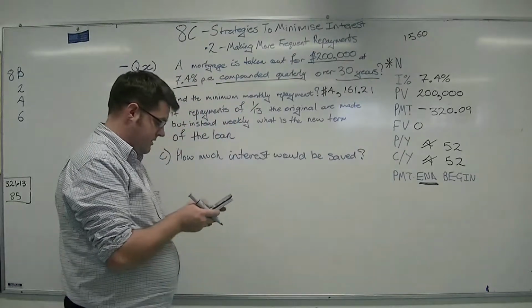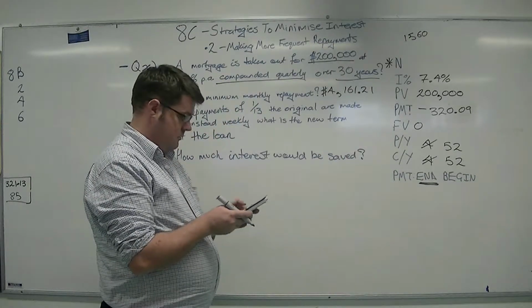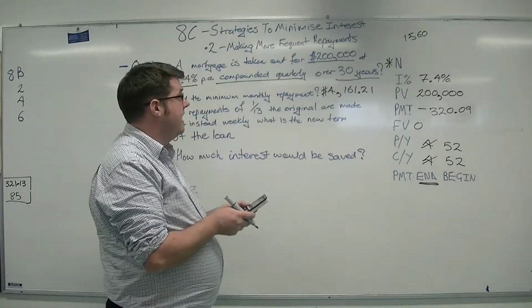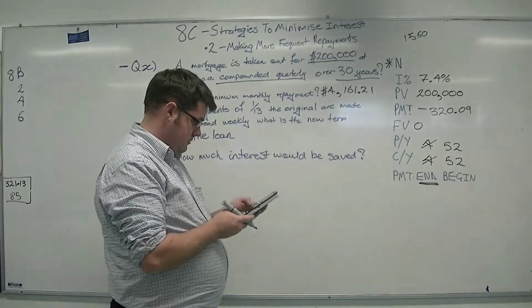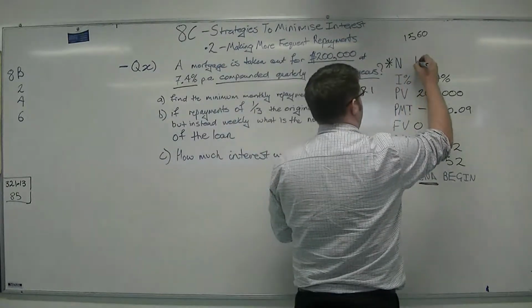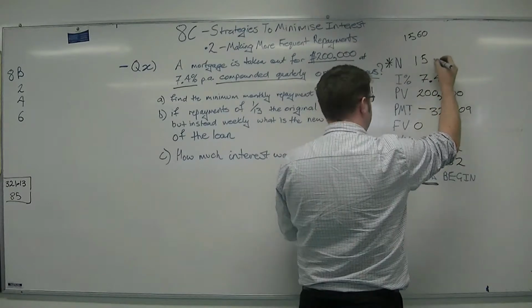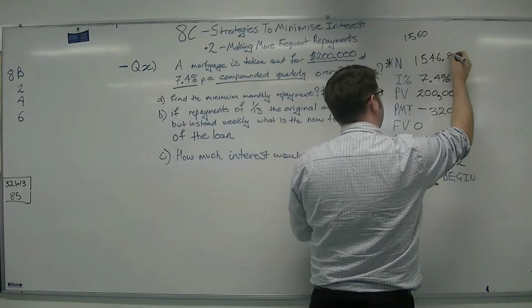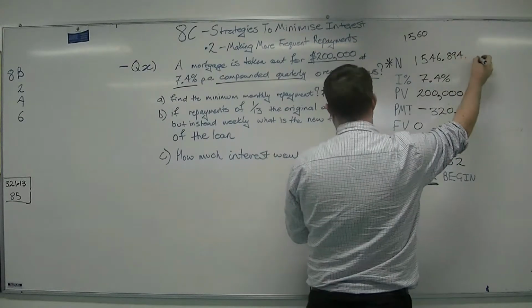So if we go into the TVM calculator, a TVM solver, and we solve for this value, we end up with 1,546.46894.